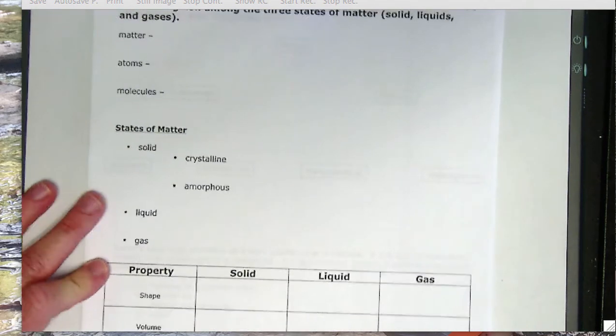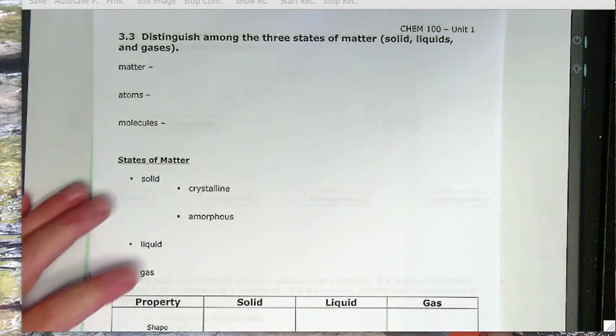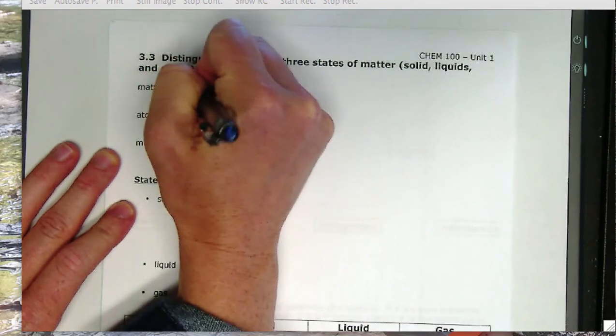Okay, so we're going to talk about matter. We're going to distinguish between solids, liquids, and gases. So this is a little lighter material, not as dense. Matter is anything that occupies space and has mass.